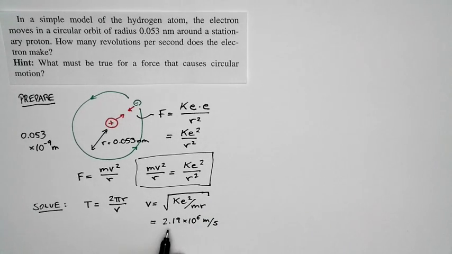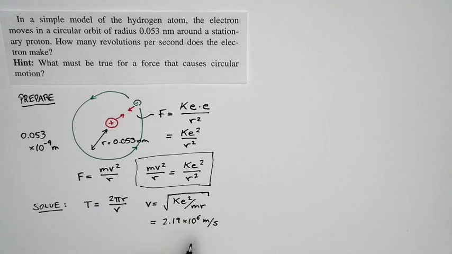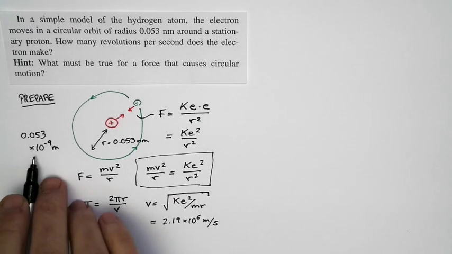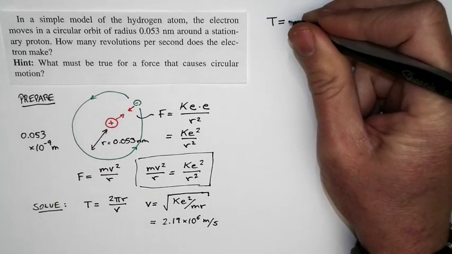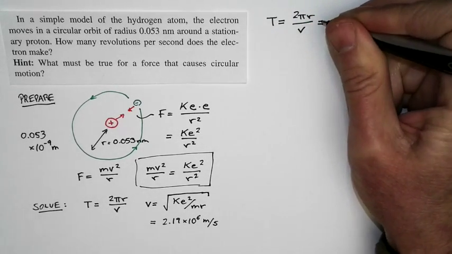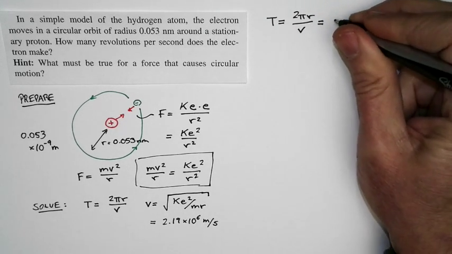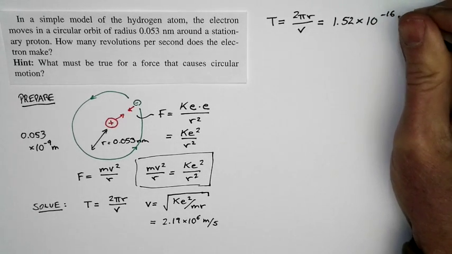Now notice, I've kept an extra significant figure. This is a 2 significant figure problem, but I've kept a third one because this is an intermediate stage, because I don't want the velocity. What I want is the period and then fundamentally the frequency. Well, if I know the speed and I know the radius of the orbit, which is 0.053 times 10 to the minus 9th meters, I can calculate the period. Period is 2 pi r divided by v, and I calculate a period of 1.52 times 10 to the minus 16th seconds.